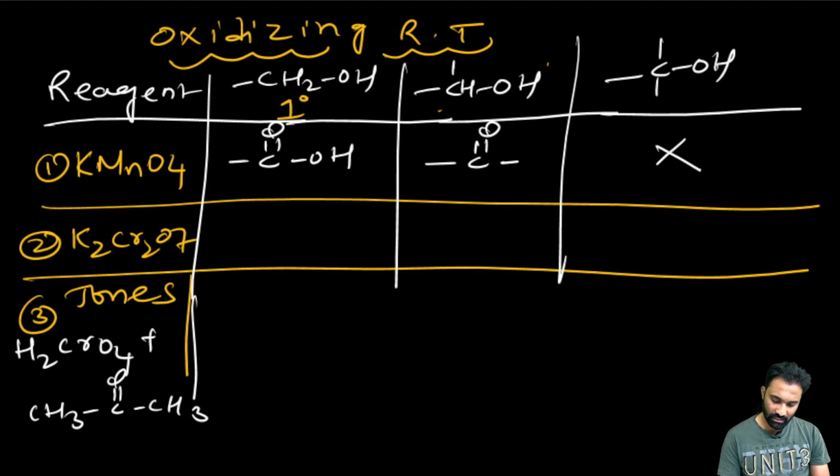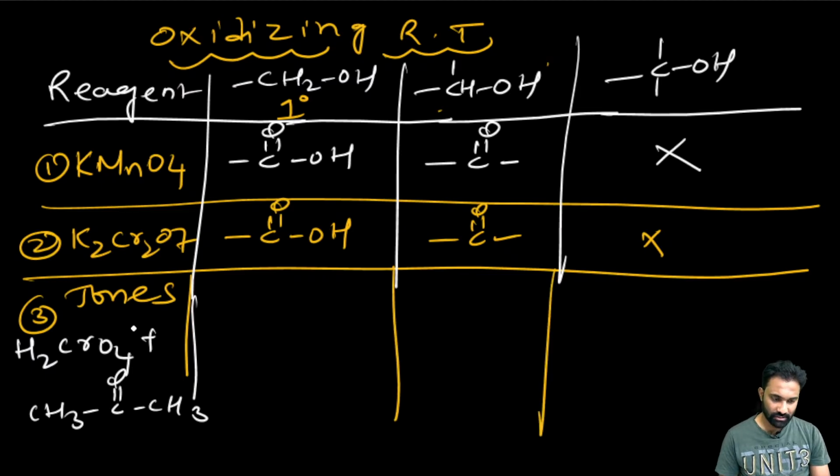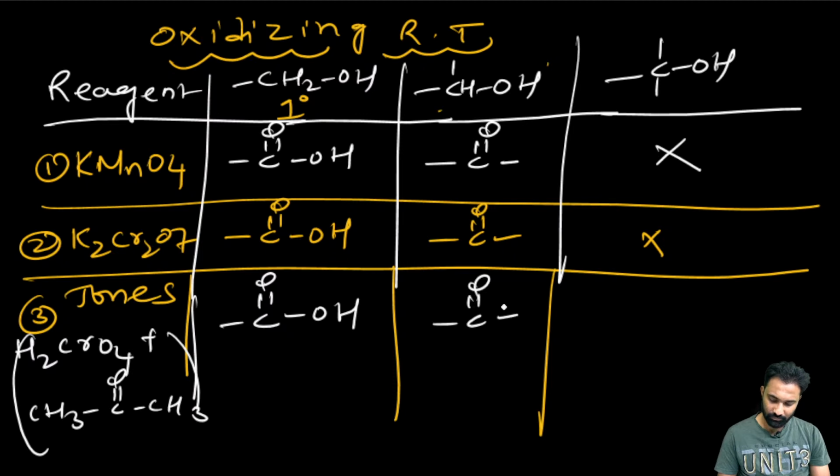Now K2Cr2O7 is also a strong oxidizing agent. It will directly convert into the carboxylic acid, ketone and no reaction. Then the next one, Jones reagent. In this Jones reagent, if up to 70 degrees is given, then it will stop the reaction at aldehyde. Still, if the temperature is high, directly it will convert into the carboxylic acid. Then it will convert into the ketone. Clear? And 3 degree alcohol, no reaction.